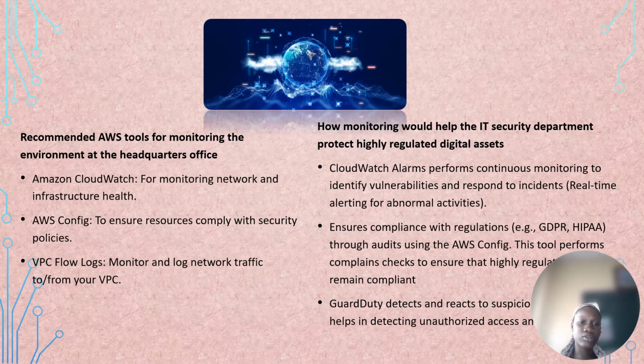And so we're going to talk about the recommended AWS tools for monitoring environments at the headquarter office. AWS provides a tool like CloudWatch for monitoring networks and infrastructure health, like we've talked about before. AWS Config ensures that resources comply with security policies, and the VPC flow log monitors and logs network traffic to your VPC. That is, the VPC is your virtual private cloud. That is where your computer is based.